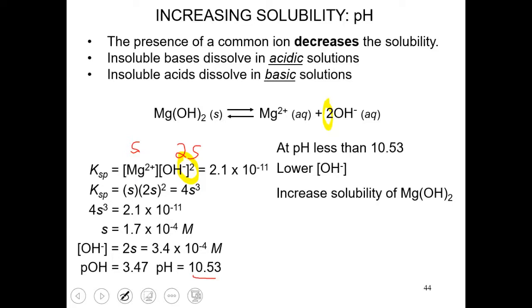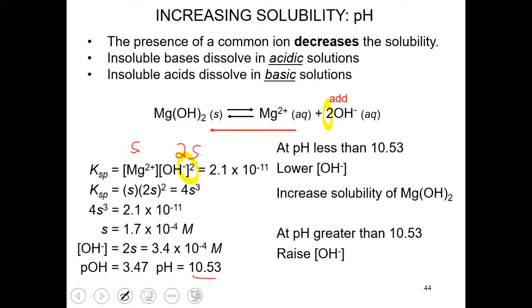Okay, so what happens if I increase the pH? In other words, let's say I make it more basic. Let's say I add NaOH or something like that. Anything that you add that is basic means you're increasing the concentration of hydroxide ions, right? So looking at the equilibrium there, you can see that if I add hydroxide ions, this equilibrium is going to shift to the left, in other words, to the undissolved compound. In other words, I would be decreasing the solubility of magnesium hydroxide.